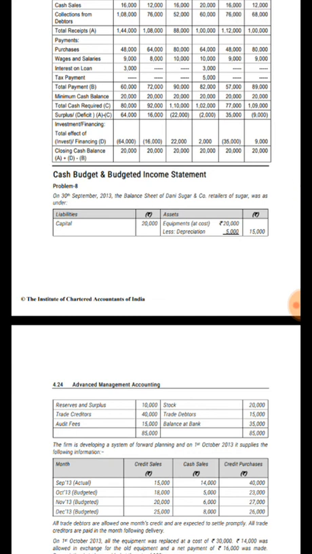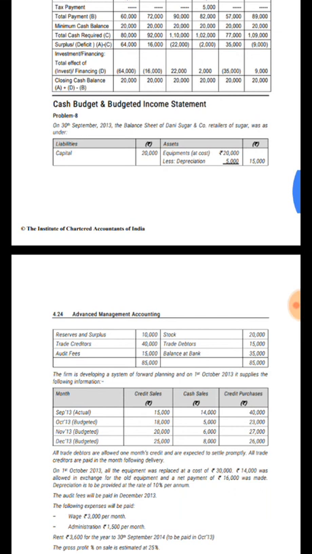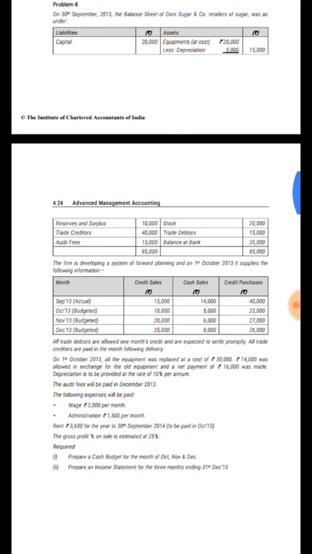Then cash budget in question number 8, cash budget and budgeted income statement. On 30th September 2013, the balance sheet of Danish Sugar and Company, retailers of sugar, was as under. Liabilities given: capital 20,000, reserve and surplus 10,000, trade creditors 40,000, audit fees 15,000. Equipment cost 20,000, less depreciation 5,000, so 15,000 WDV. Then stock is 20,000, trade debtors 15,000, balance at bank 35,000.